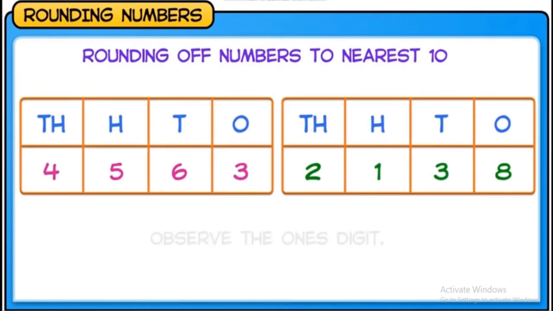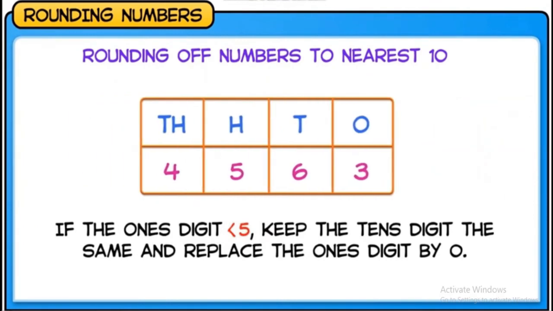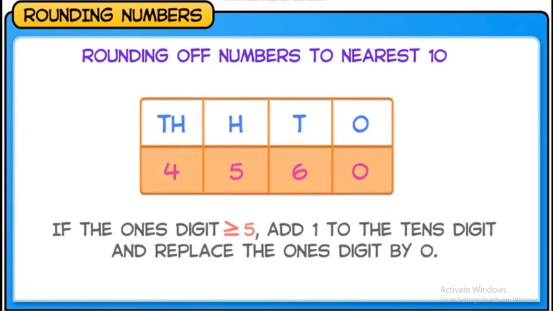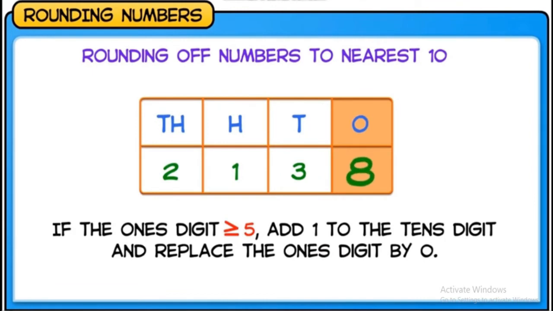Let us learn how to round them off to the nearest 10. To round off a number to the nearest 10, look at the digit to its right, or the digit at the ones place. If the digit at the ones place is less than 5, keep the tens digit the same and replace the ones digit by 0. Thus, the number 4563 rounded off to the nearest 10 is 4560. If the digit at the ones place is 5 or greater than 5, add 1 to the tens digit and replace the ones digit by 0. Thus, the number 2138 rounded off to the nearest 10 is 2140.